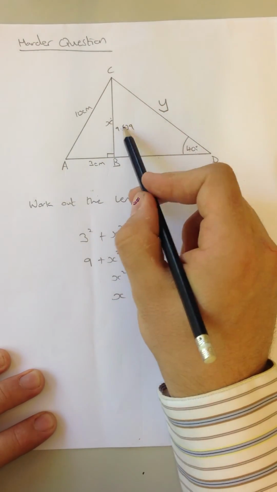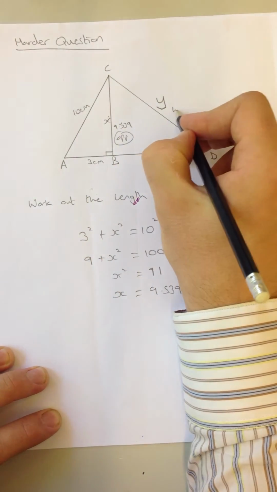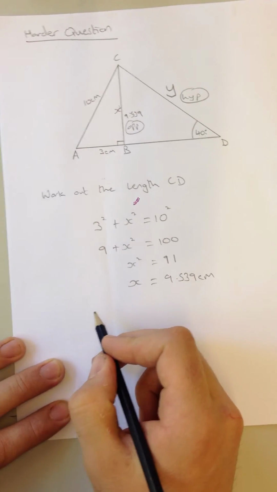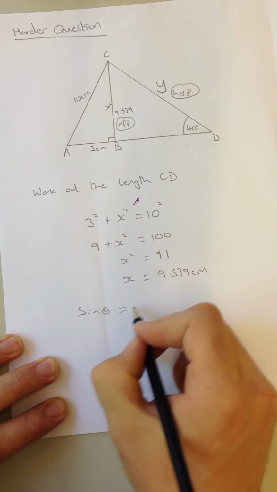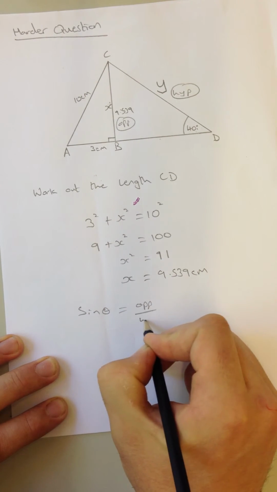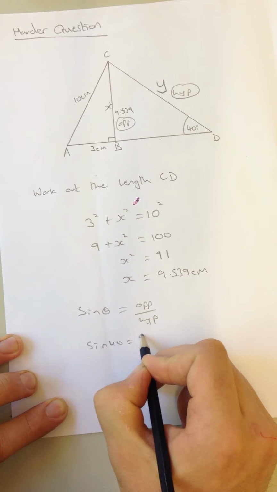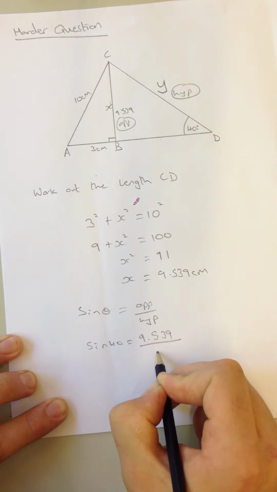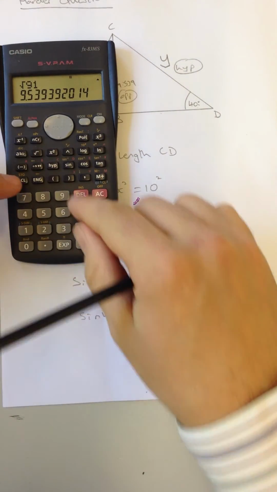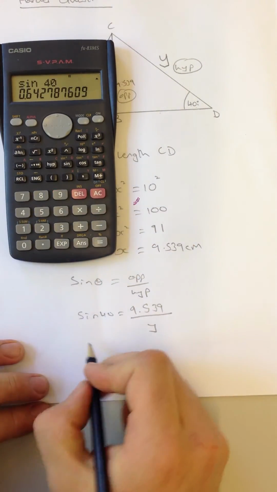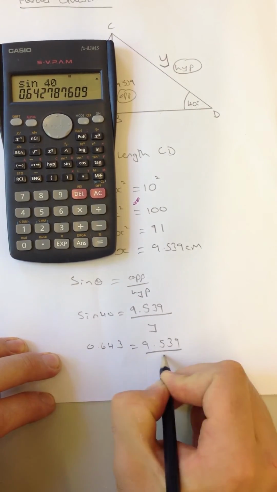I now have an angle and 2 lengths to work with. It's the opposite length, and it's the hypotenuse. So I'm going to use sine theta. Sine theta, or sine x, theta being the angle, equals opposite over hyp. So sine 40 equals 9.539 divided by y. And I can work out what sine of 40 is. Sine 40 equals 0.643, so 0.643 equals 9.539 divided by y.